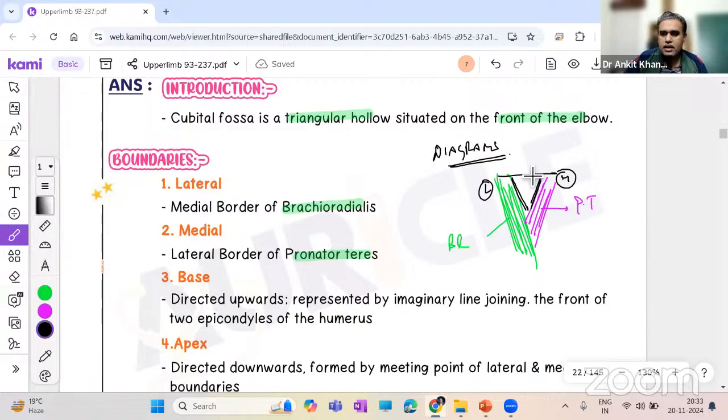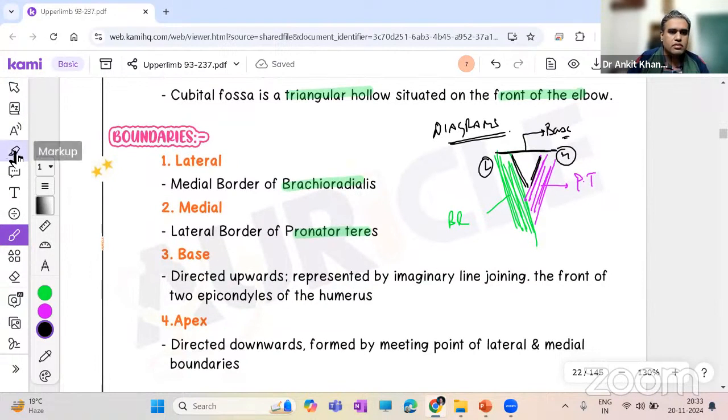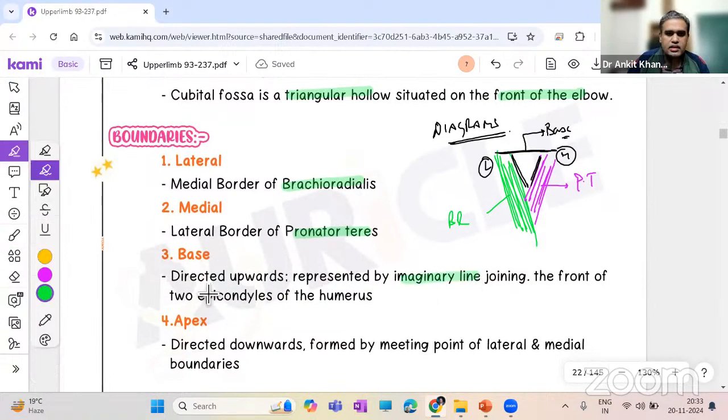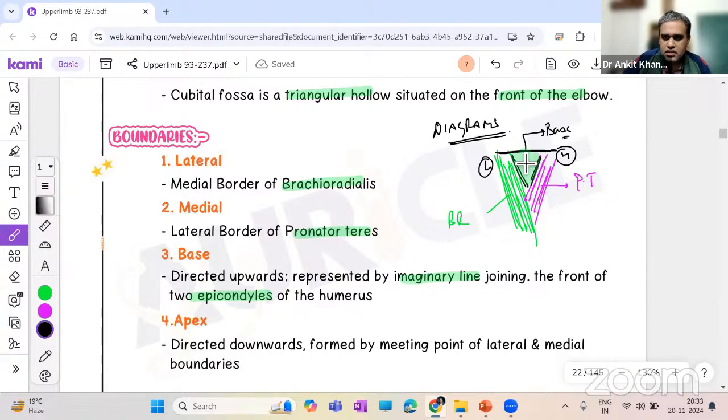So we have to form a base also over here. So this line will be a base. And it's actually an imaginary line. So base is formed by what? Base is formed by the imaginary line joining the two epicondyles, which you can actually palpate. So this is actually the range or the extent of the cubital fossa. It is only this area which will be known as the cubital fossa. So remember, this is the cubital fossa.